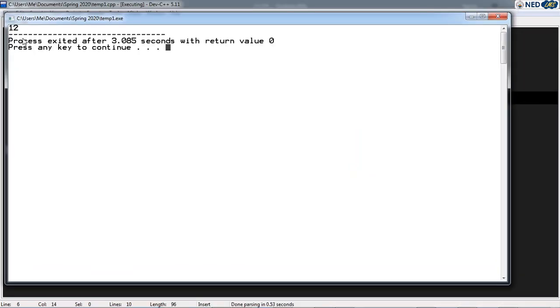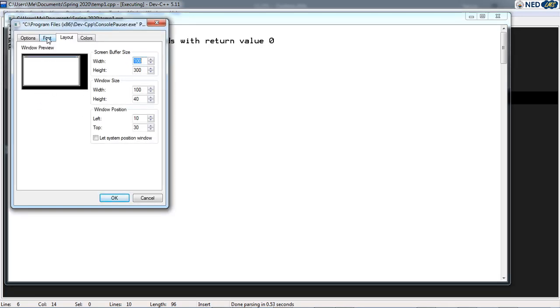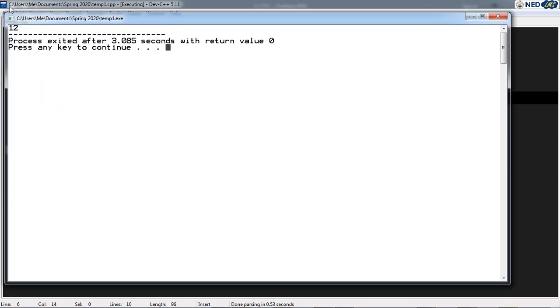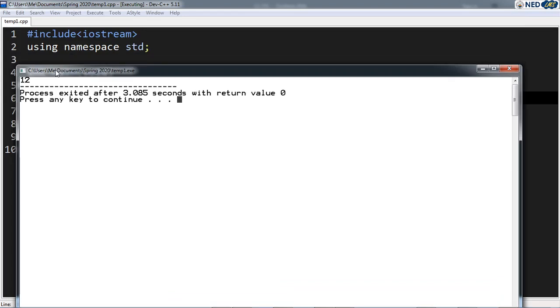This is 12 over here. I think you can use the properties over here to change the font as well as the layout and colors to make it easier to read, and it says 12 over here, no problem at all. What I need to do is display this 12 in hexadecimal, and actually for binary you need to write your own function.